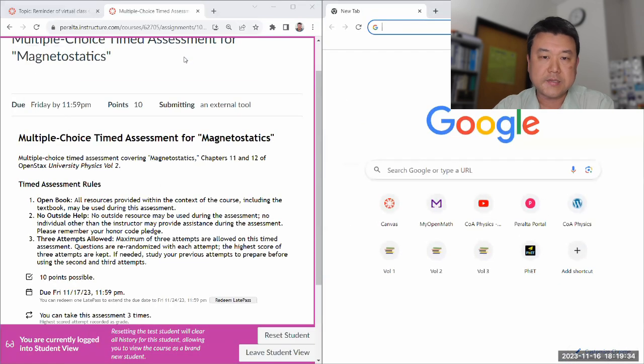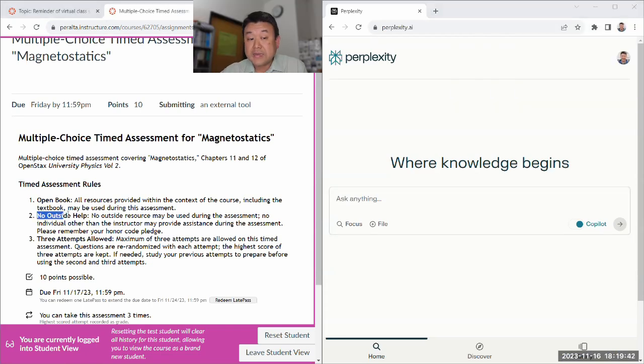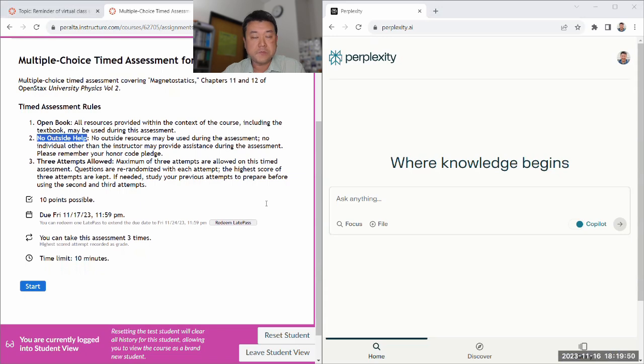And I really want to make this absolutely clear: you are not allowed to use Perplexity or any other generative AI, or for that matter any outside help, while you are doing this assessment. Using any outside help is academic dishonesty. There can be consequences for that. Please don't. I'm doing this right now not as a demonstration of something you should be doing, but as a way to see what the cutting edge of learning tools is.